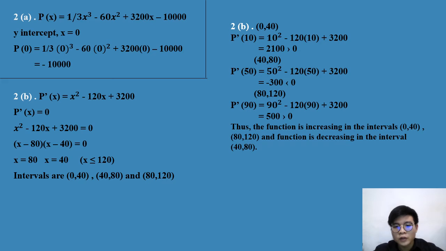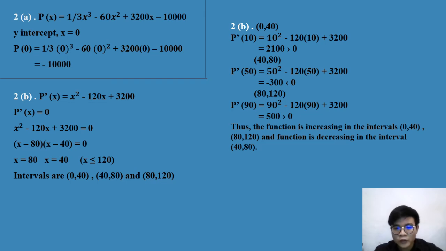For the interval 0 until 40, we can put 10 as the testing number. So we substitute into the P prime function, and we can know that the answer is 2100. It is bigger than 0. From the 40 until 80 interval, we put 50 as the testing number. So we can know that the answer is negative 300, so it's smaller than 0.